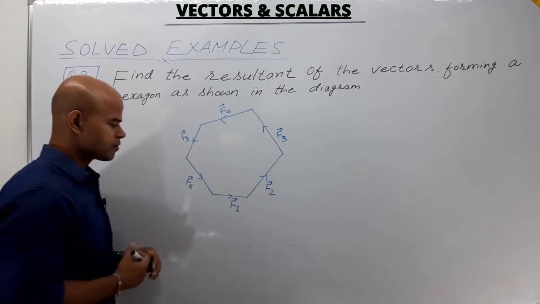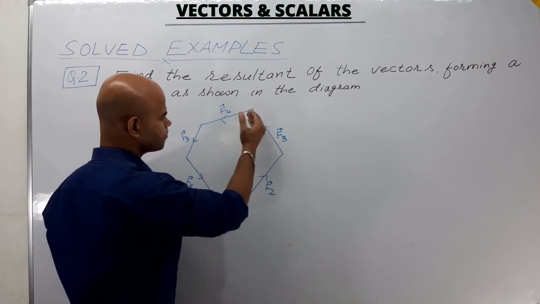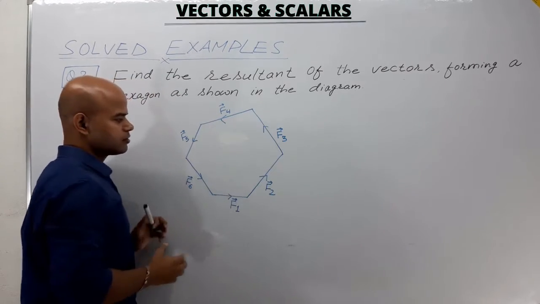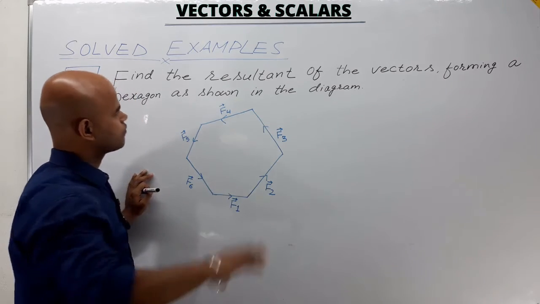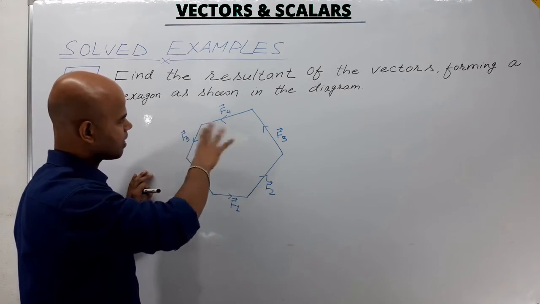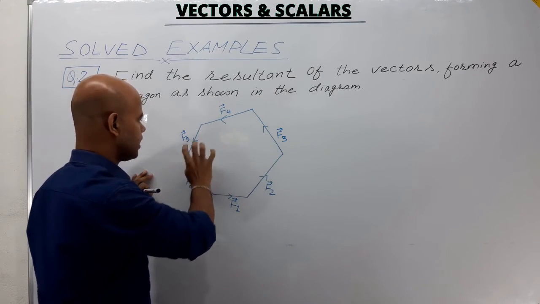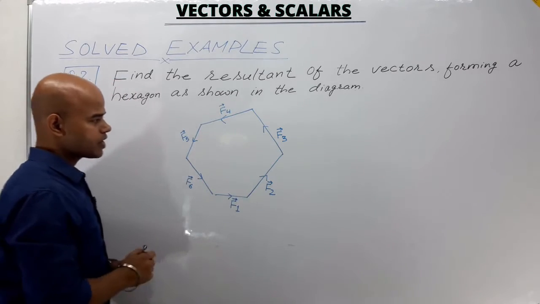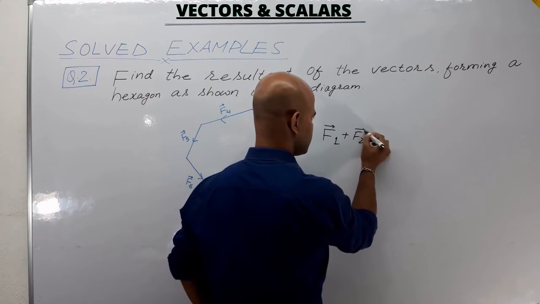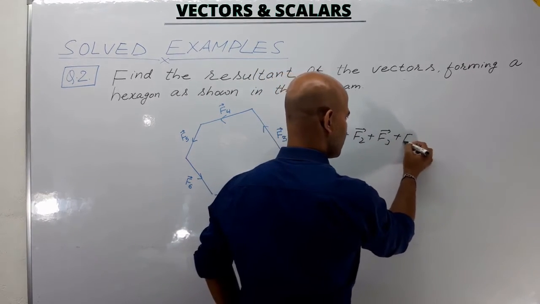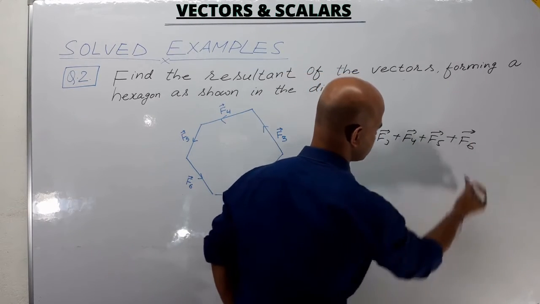What you see here, these all vectors are in the same order. So it is forming a closed loop, right? So here we have 6 vectors forming a hexagon as shown in the diagram here. All vectors are in the same order: tail head, tail head, tail head, tail head, tail head, right? So we have to find the resultant, means we have to calculate vector summation of F1, F2, F3, F4, F5 and F6, right? So this is what we need to calculate.